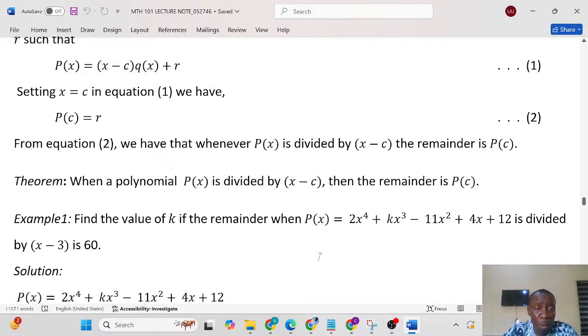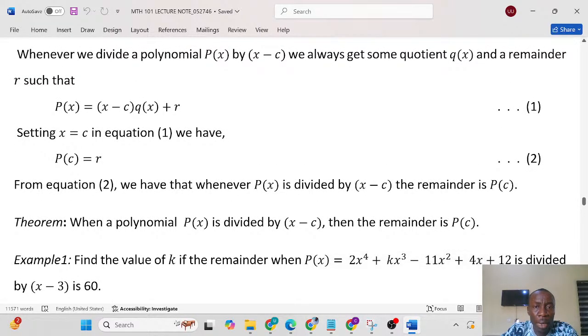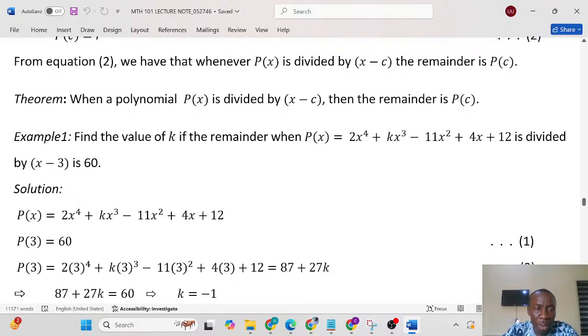Question number 1 says, find the value of k if the remainder when p of x, which is equal to 2x raised to power 4 plus kx raised to power 3 minus 11x squared plus 4x plus 12 is divided by x minus 3 is 16. In this case, if you compare it to the equation that we have above here, you see that the c in this question is 3 and r is 16. So we'll go down to the solution now.